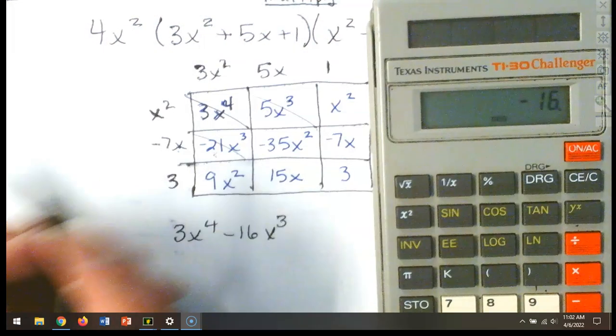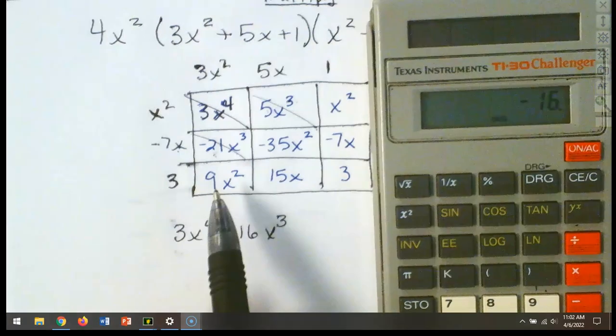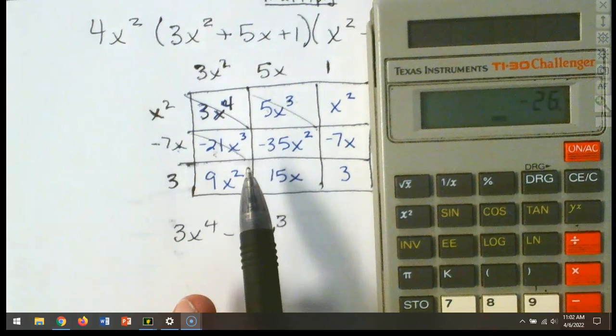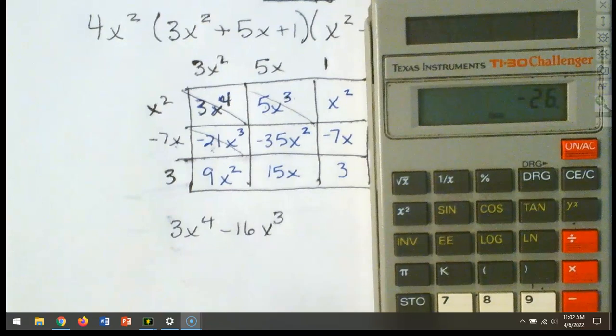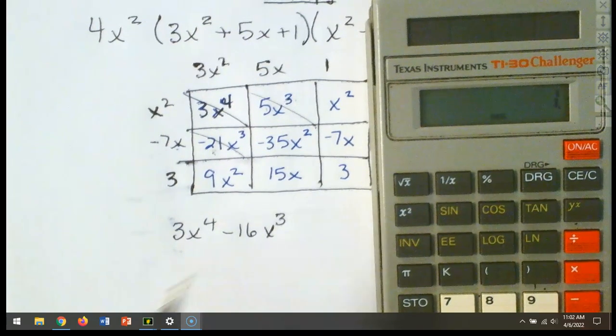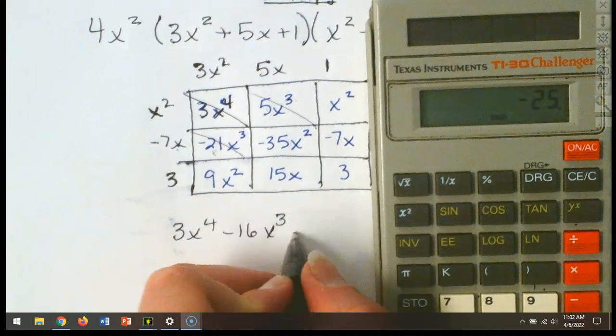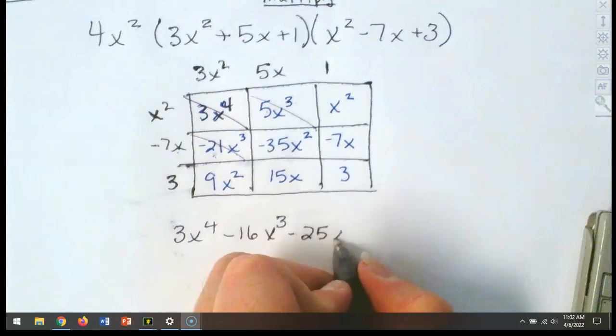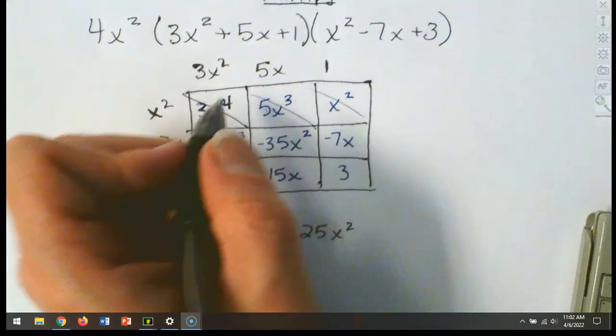Gone, gone. And what about on the diagonal? So what do we got? We've got a 9. We've got a minus 35. And we've got 1 more. So 9 minus 35 plus that 1. That makes it a minus 25 x squared here. We just added them all together.